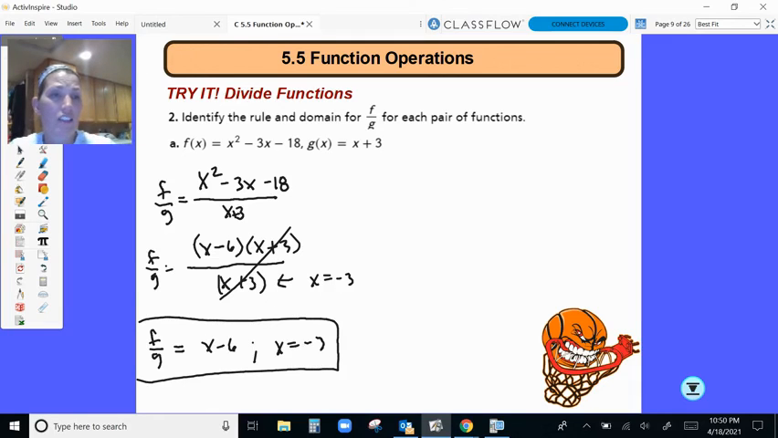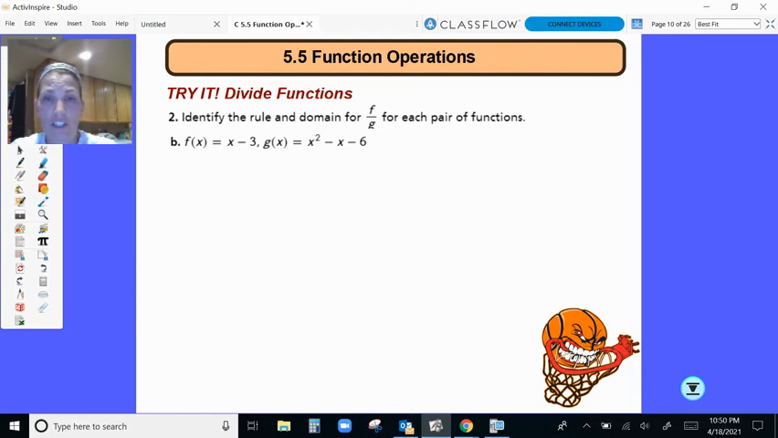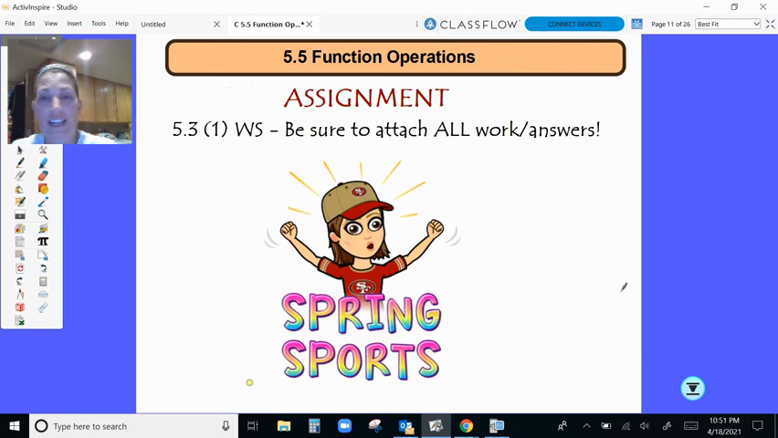Okay, so that is all our functions so far with function operations: addition, subtraction, multiplication, division. And then we're going to do more with composition functions next on Thursday. Okay, so right now you have a 5.5 Excel in Google Classroom.